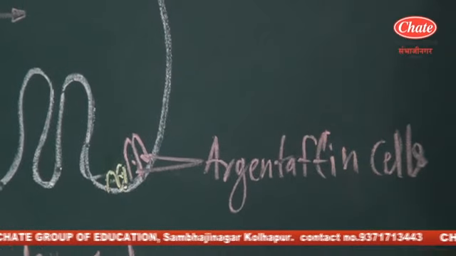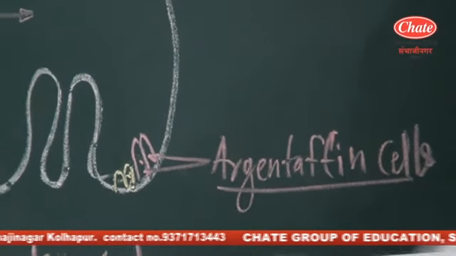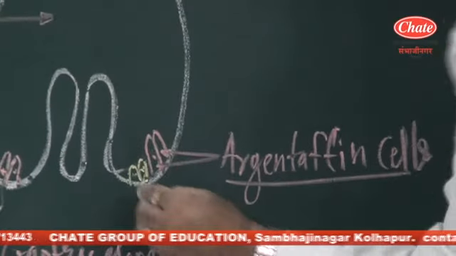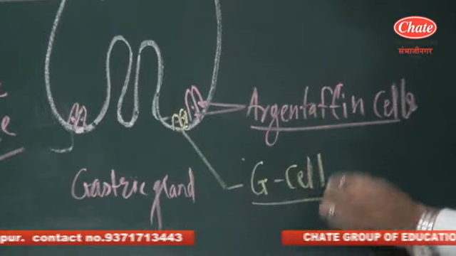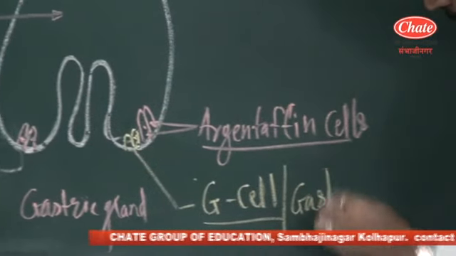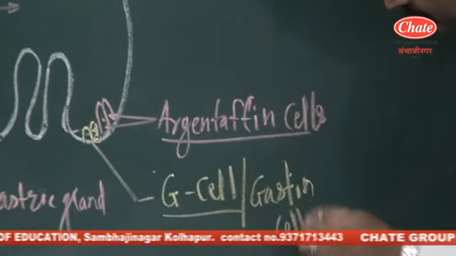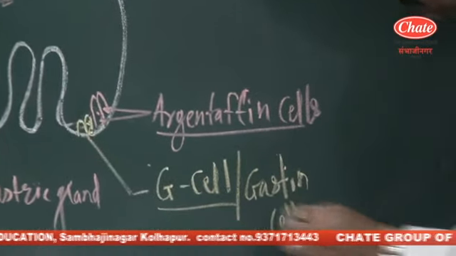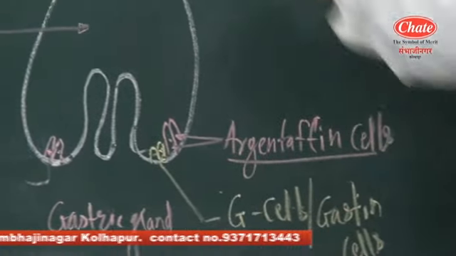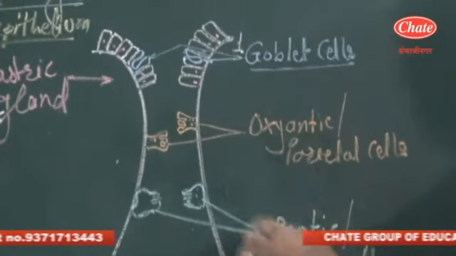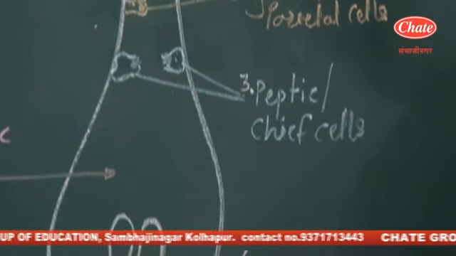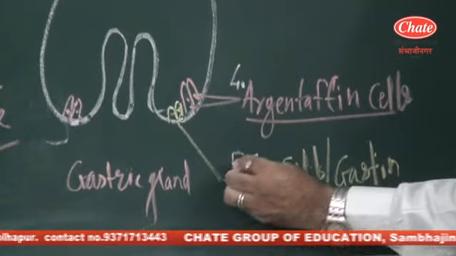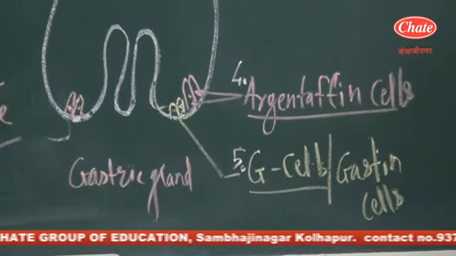That is argentaffin cell. And one additional cell is termed as G cell. G cells are gastrin cells. So the gastric gland consists of 5 different types of cells. First goblet cell, second oxyntic cell, third peptic cell, fourth argentaffin cells, and fifth G cell or gastrin cells.